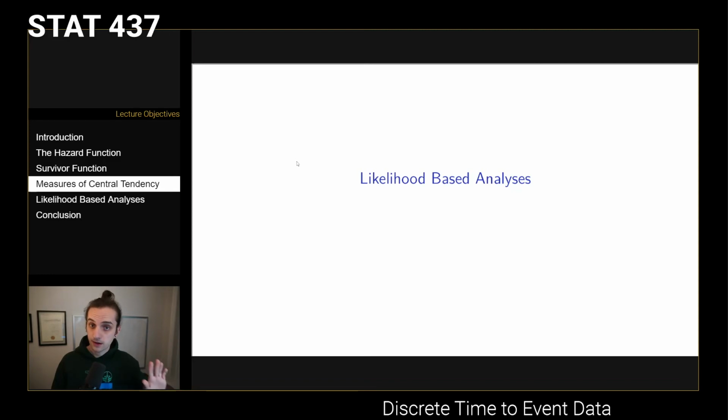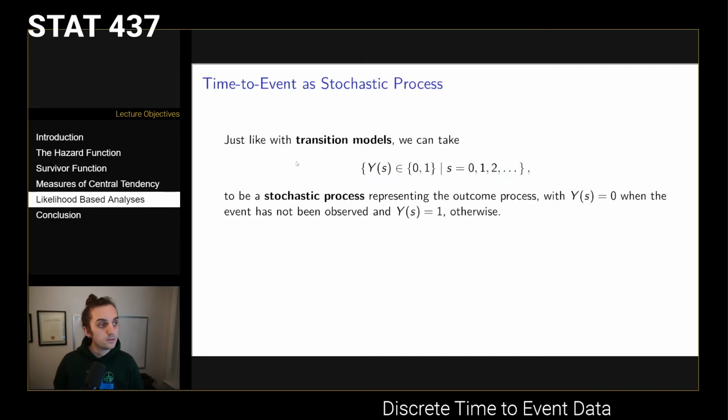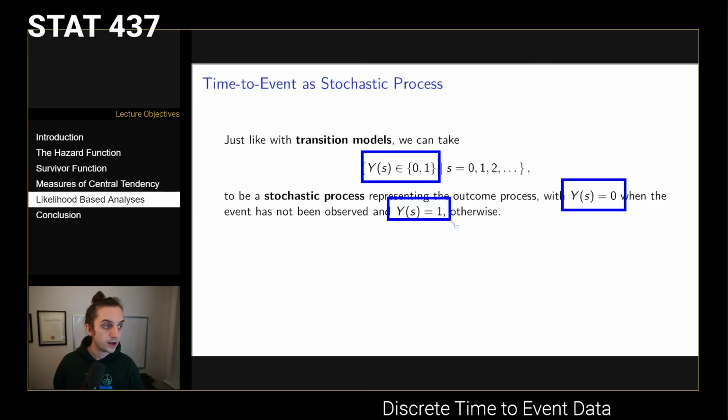Now, we can apply a little bit more formality to this through the use of some likelihood theory. Just like with transition models, where we defined a stochastic process, we can do that in the survival analysis context. So what we're going to say is that Y_s is going to be this process here, where it takes a value of 0 or 1, and Y_s equals 0 means that the event has not yet occurred, and Y_s equals 1 means that the event has occurred, right?